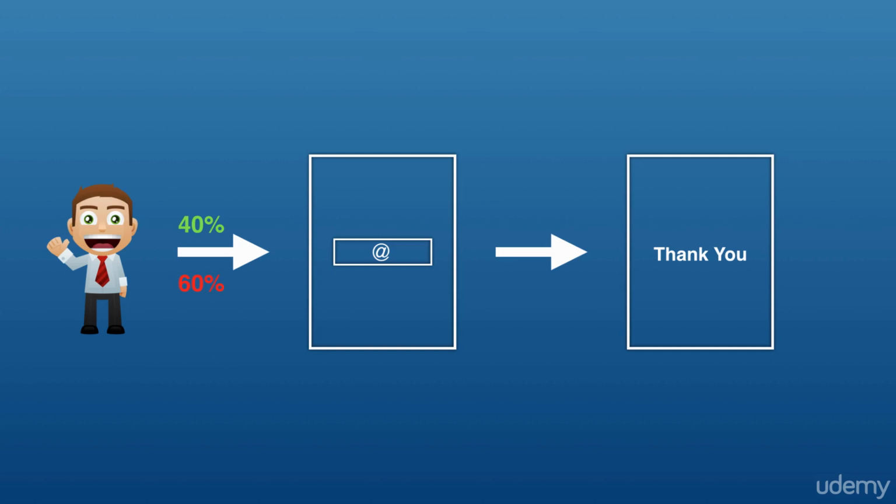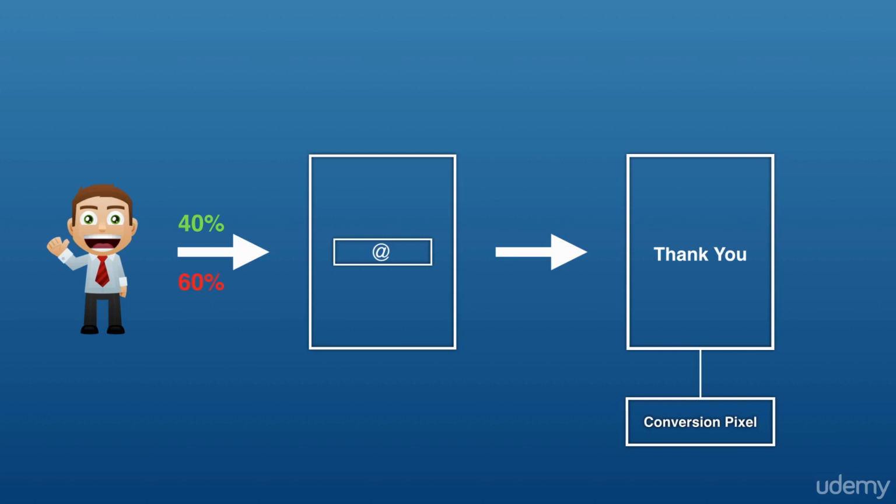Now, in order to be able to track that, you will have to install something called a conversion pixel. It's a small snippet of code that is placed on your thank you page, and whenever a visitor opts in, whenever he makes it to the thank you page where he gets redirected automatically, that conversion pixel gets triggered. So you will be able to track exactly which ads are working and which ads aren't working.